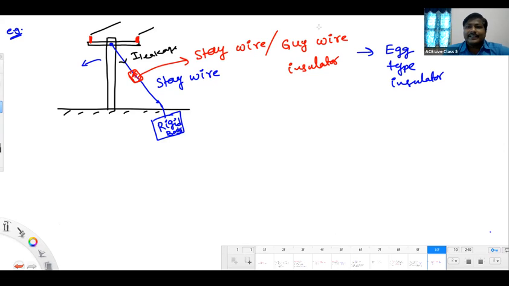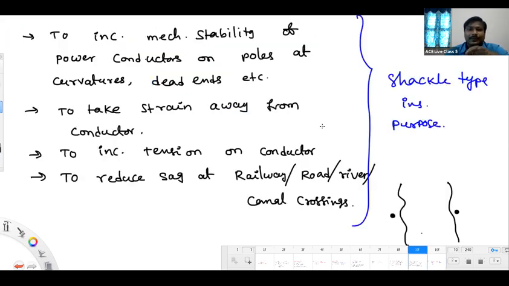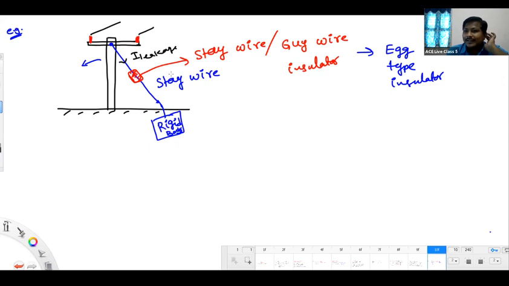Next, look back and see what insulators we have discussed until now. First we saw pin type, next shackle, and the last one is stay wire. What's the purpose of pin type? To reduce the leakage current flow. What's the purpose of the shackle type? We said many purposes. What's the purpose of the stay wire insulator?